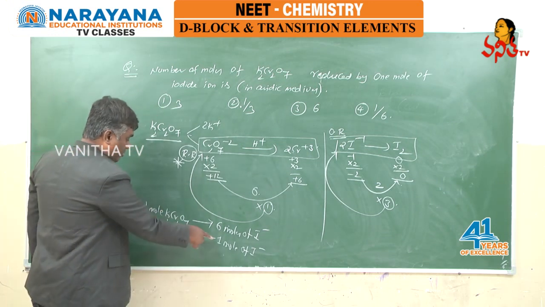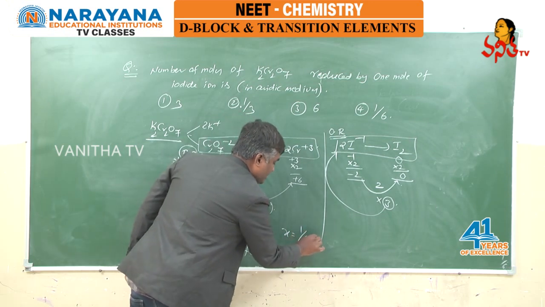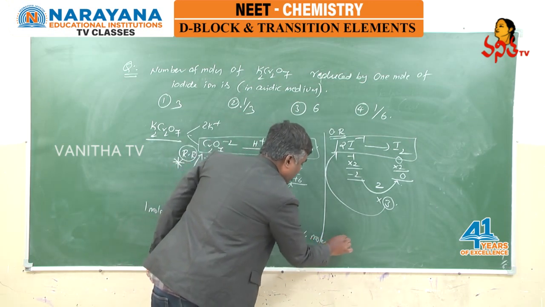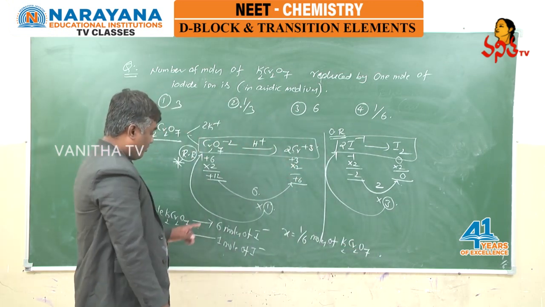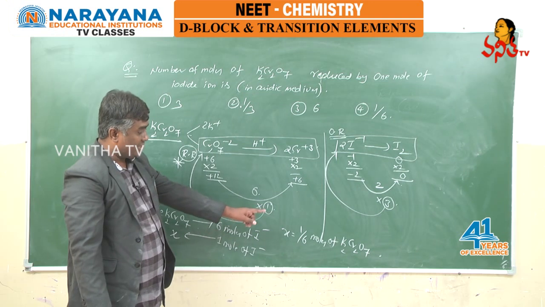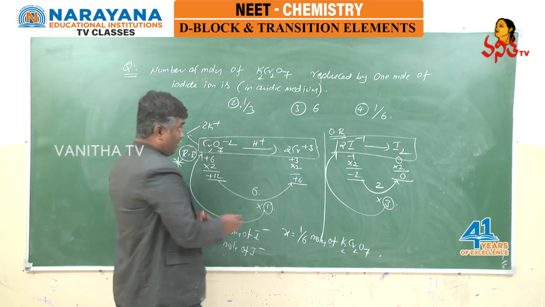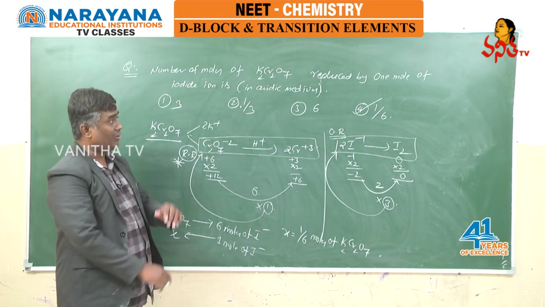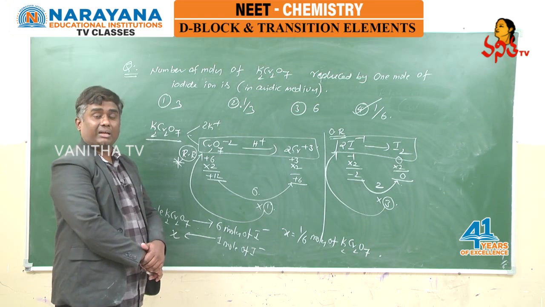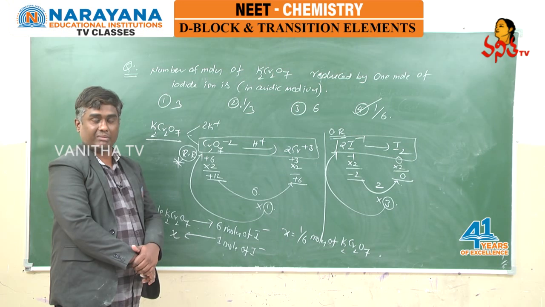So now X is equal to 1 into 1 by 6. So X is equal to 1 by 6 moles of K2Cr2O7. So for 1 mole of iodide ion, 1 by 6 moles of K2Cr2O7 we need in acidic medium. So answer will be fourth option. For this question, answer is fourth option, students. And with this, we can conclude D block elements and transition elements. Thank you.